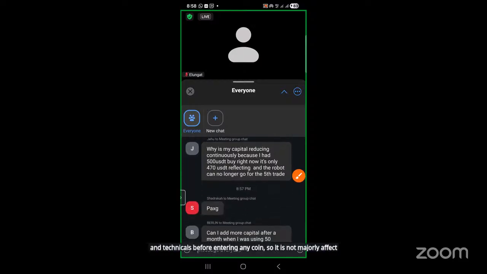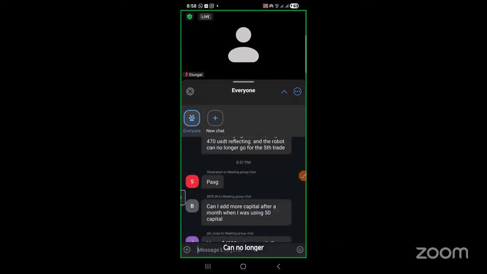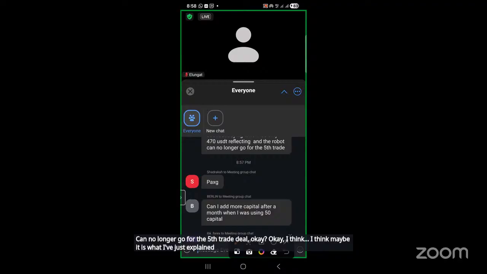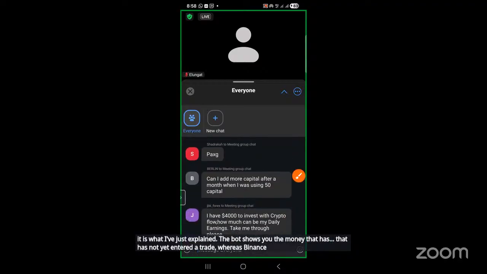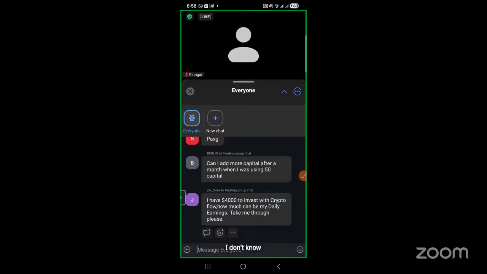Why is my capital reducing continuously? Because I had 500, now it is only 470 reflecting, and the robot can no longer go for the fifth trade. Okay, I think maybe it is what I've just explained. The bot shows you the money that has not yet entered a trade, whereas Binance shows you all the money that you have. Okay, PAXG, sorry if you were liquidated on PAXG. I don't know, maybe you were not using the bot. Can I add more capital after a month?